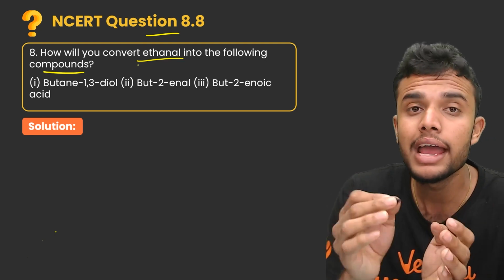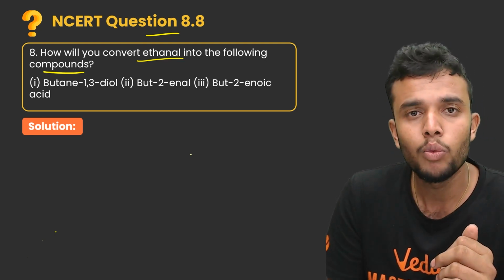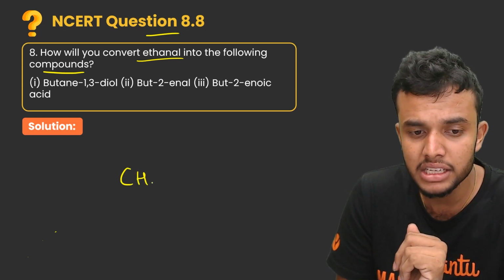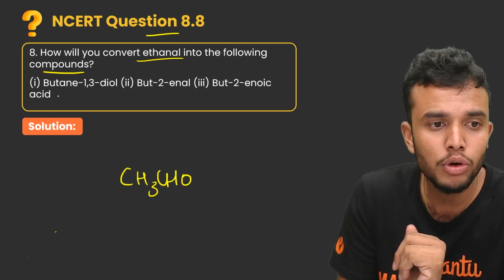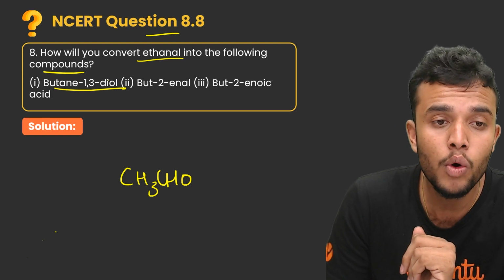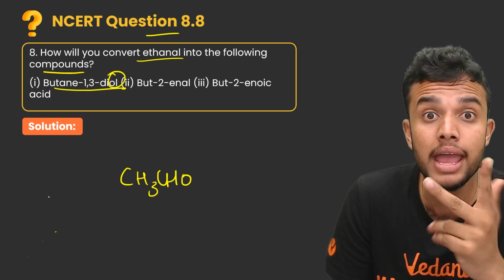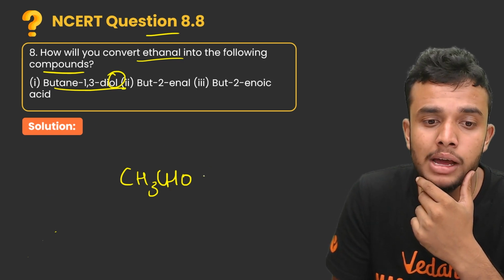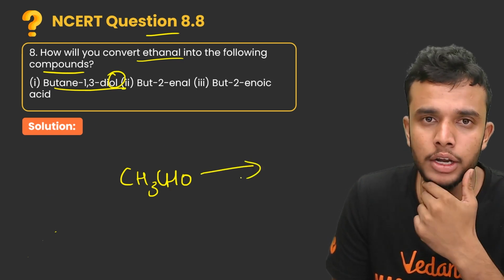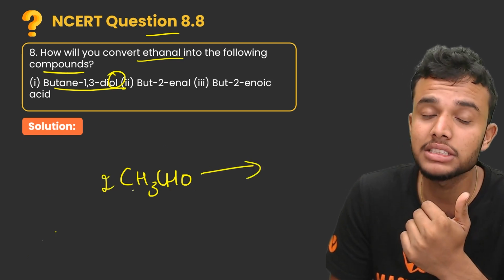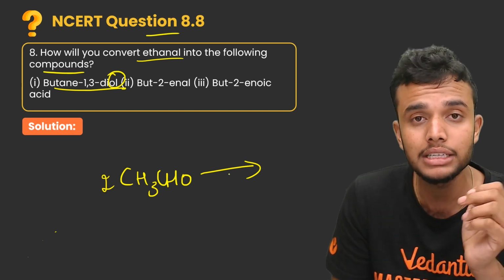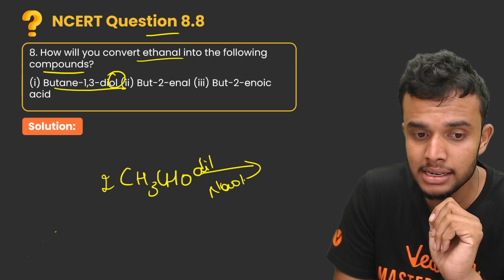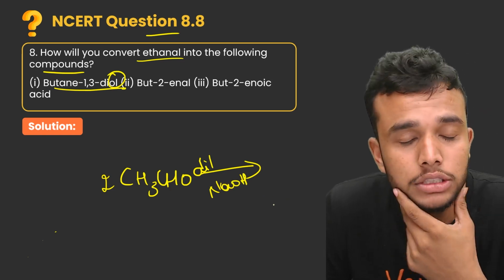How will you convert ethanol into the following compounds? Ethanol is nothing but, what is the molecular structural formula for ethanol? It's CH3CH2OH, right? What do they ask? First one is butane-1,3-diol. Diol is nothing but a dialcohol. Okay, students, how will it be formed? How will it convert? The first step, we already know, aldol condensation is nothing but the compound undergoing condensation reaction in the presence of dilute NaOH.